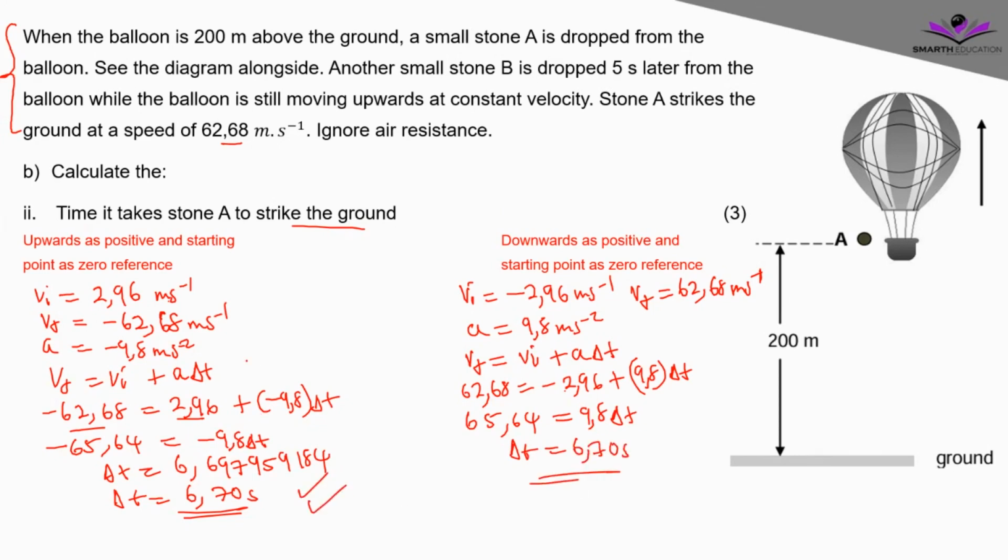Alright, we're going to do question B3. Please remember this. Our initial velocity is 2.96. Our final velocity, we're given the final velocity. And then we just got time, which is 6.7 seconds. Okay, right. So remember this as we go to question B3.